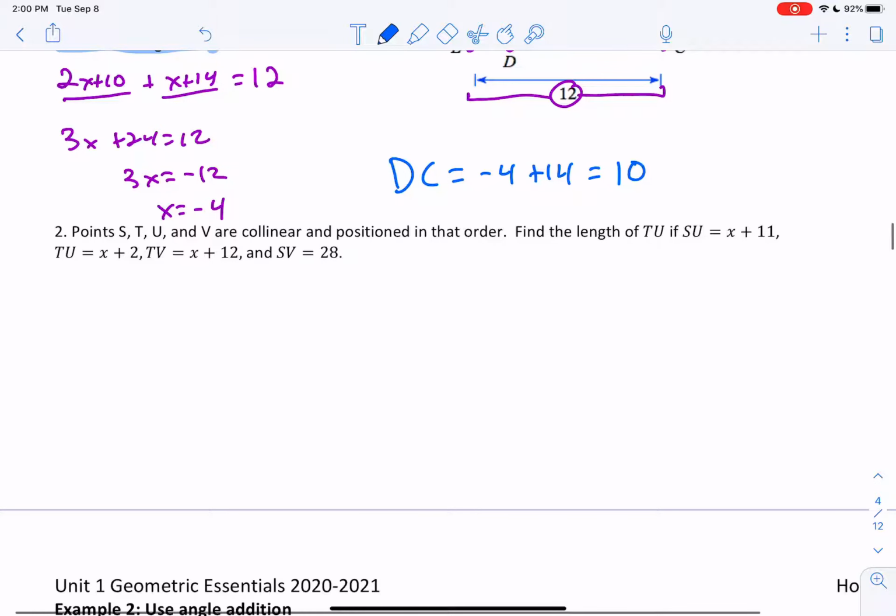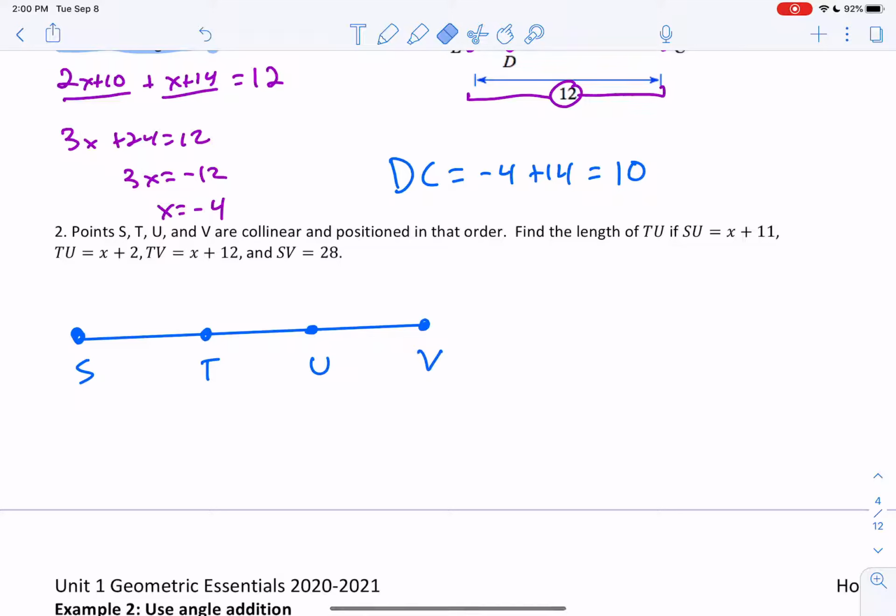Why don't you pause the video? I'm going to go ahead and draw this diagram for you guys. Do this first, all right? So we have S, T, U, and V, collinear, which means together in a line. So this is S, this is T, this is U, this is V. And let's label what we know.